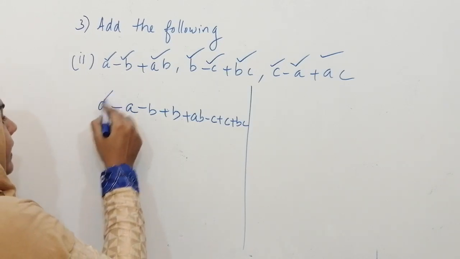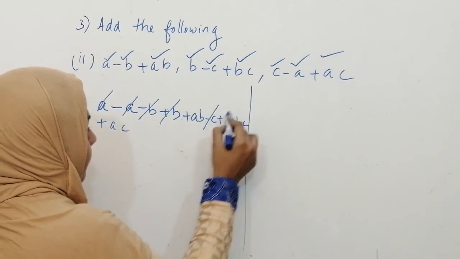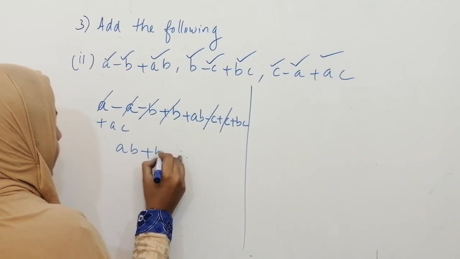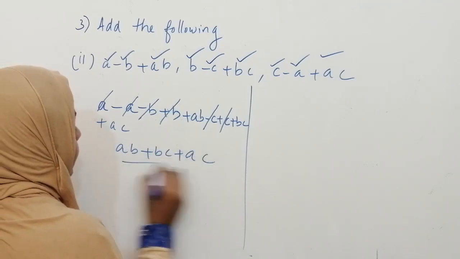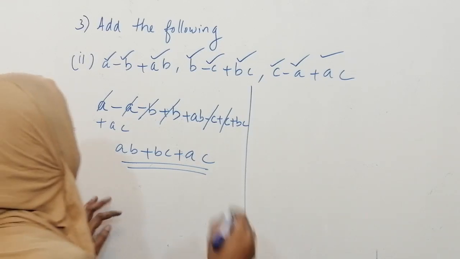You know that A minus A means 0, minus B plus B is 0, minus C plus C is 0. So what is pending here? AB plus BC plus AC. So this is the answer of this question. So we can try in another way.